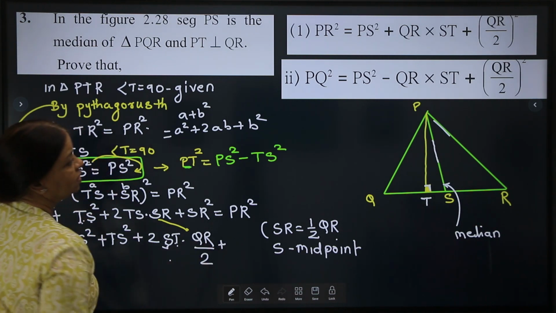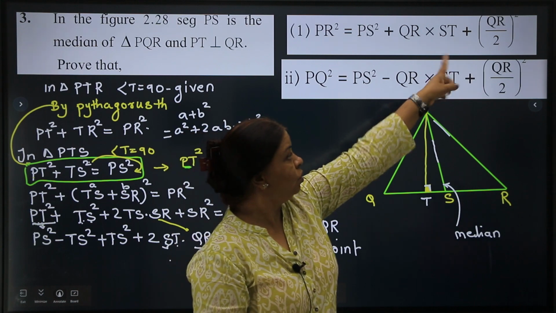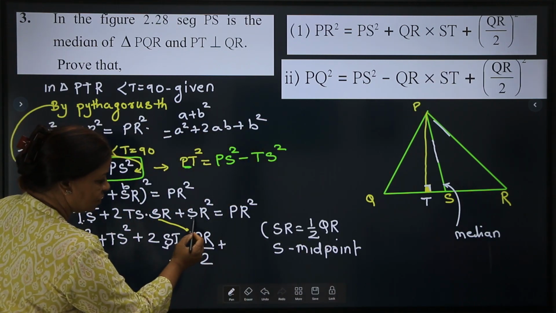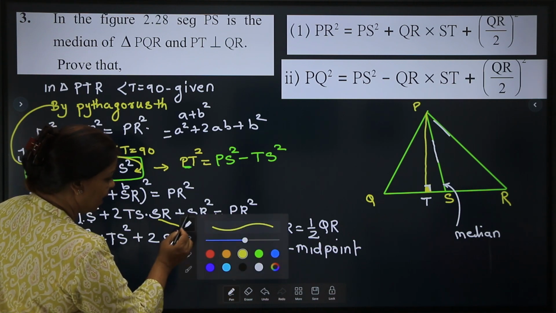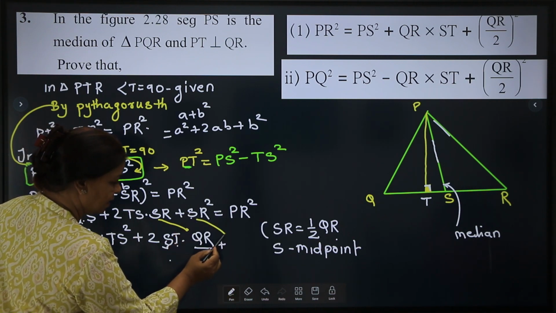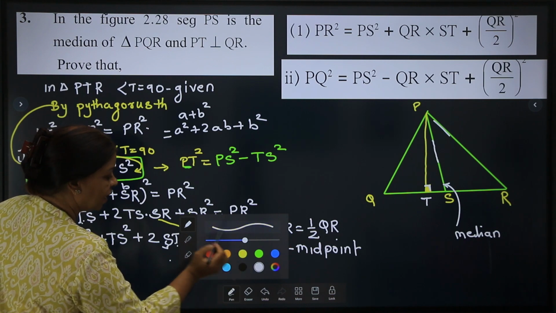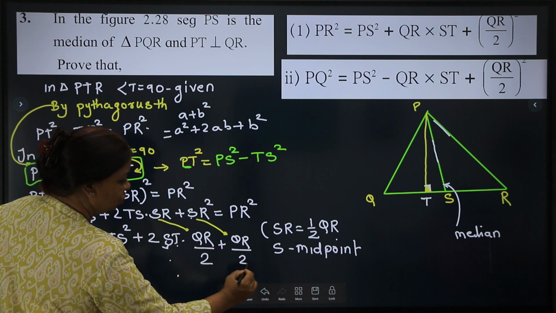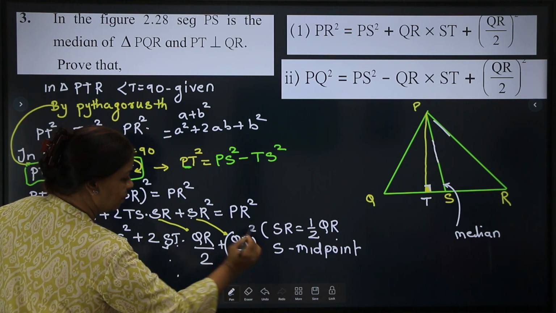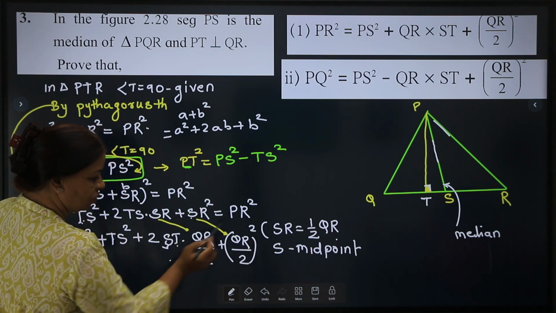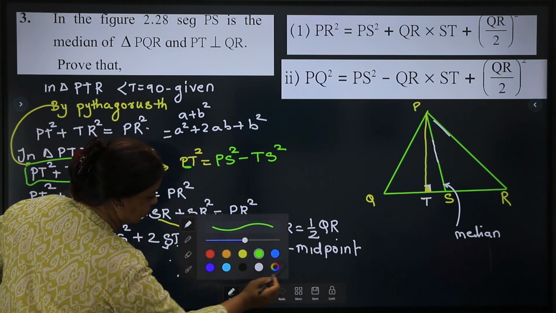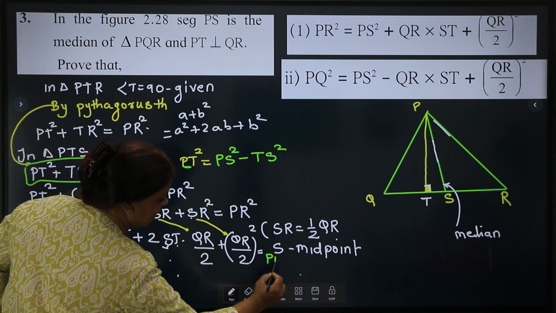Plus what? After that again, QR upon 2, the whole square is there. And we have already got SR square. So in place of SR here again, I can write QR upon 2, the whole square, which is square here already. And that is equal to PR square.